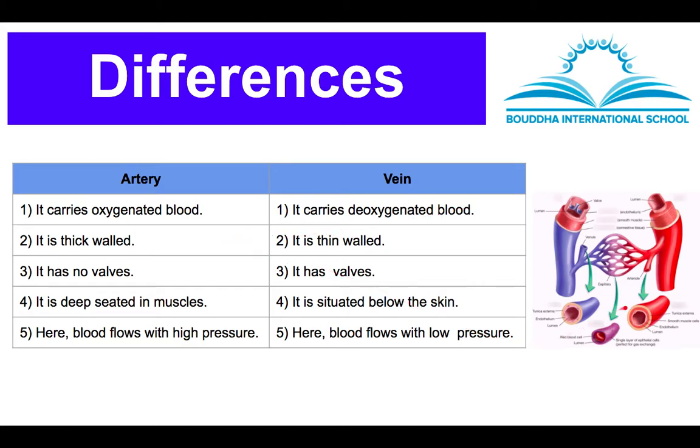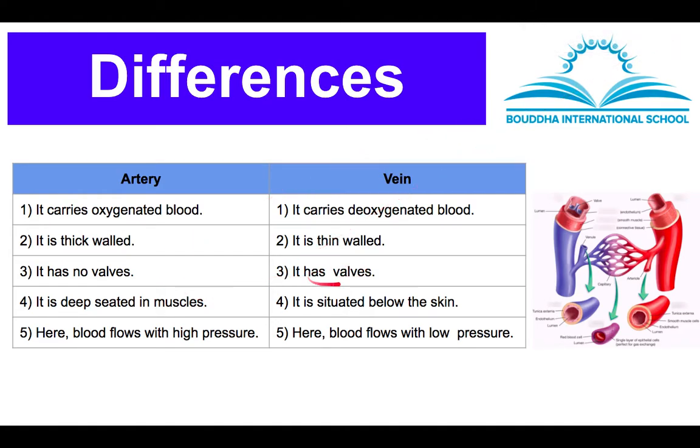And artery is thick walled because here the blood flows with high pressure. So to balance it, it is thick walled. But vein is thin walled because in it blood flow is low pressure. And a valve is not given in artery because there is no chance of backflow of blood, since blood flows with high pressure. So that's why blood will not return back. So no valve is given.